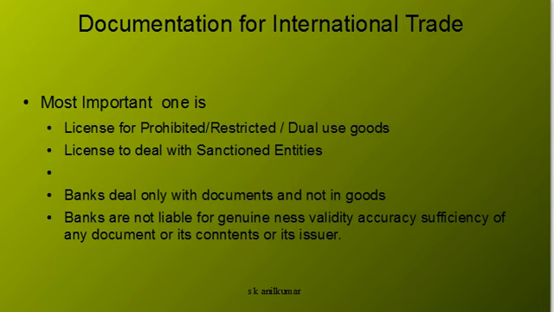Let us have a look at the documentation for international trade. The most important document in international trade may or may not be applicable, but it is very important. These are the license for import or license for export. This license will be for maybe prohibited goods or restricted goods or dual use goods. License to deal with sanctioned entities is also a requirement in today's economic environment.